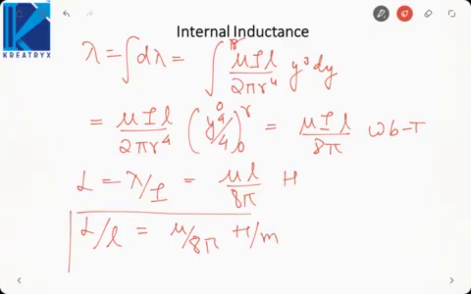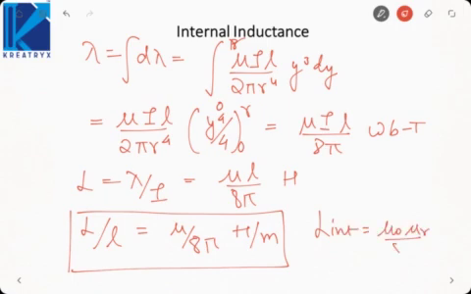So why are we determining inductance per unit length here? Because the transmission line can have a variable length. It can be 10 km long, it can be 300 km long, or 600 km long. So we want inductance per unit length so that whenever we vary the length of the line, we can easily calculate the new inductance. So remember this formula: internal inductance is mu naught mu r by 8 pi Henry per meter. Okay, so that is your internal inductance.